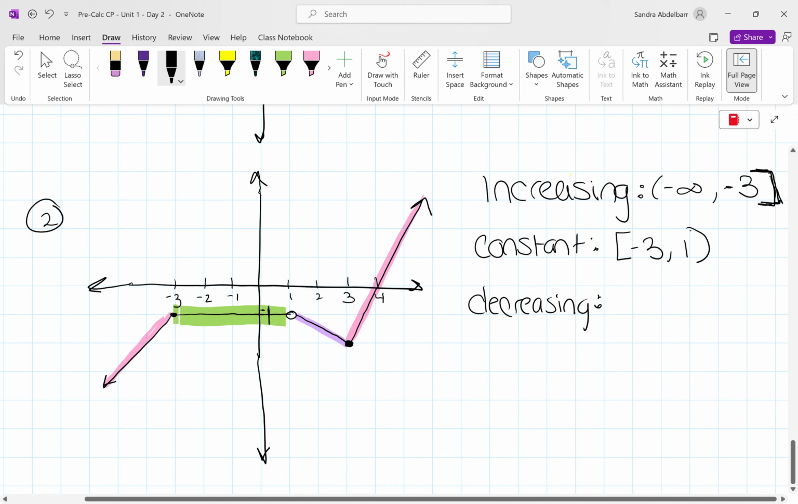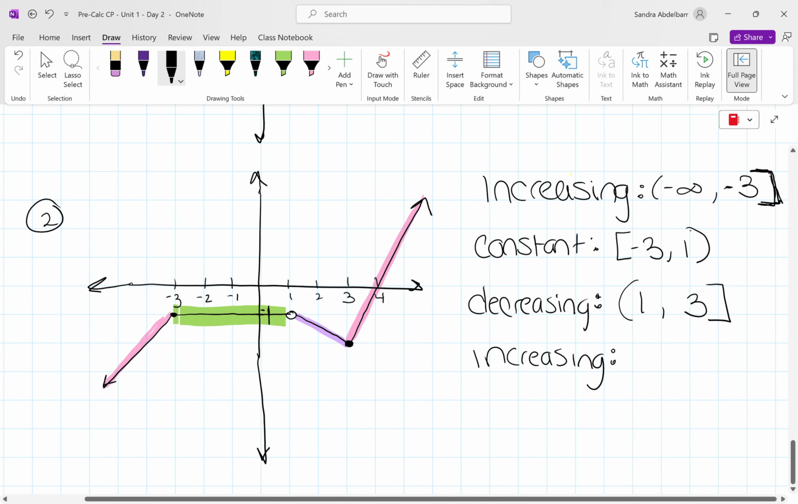Then we're decreasing. We're decreasing from what number to what number? You got it. 1 all the way to 3. What are my brackets, parentheses here? Parenthesis and then a bracket. Good. Parenthesis on 1 and then a bracket on 3. Since 3 is included, 1 is not. And then last but not least, we are now increasing again.